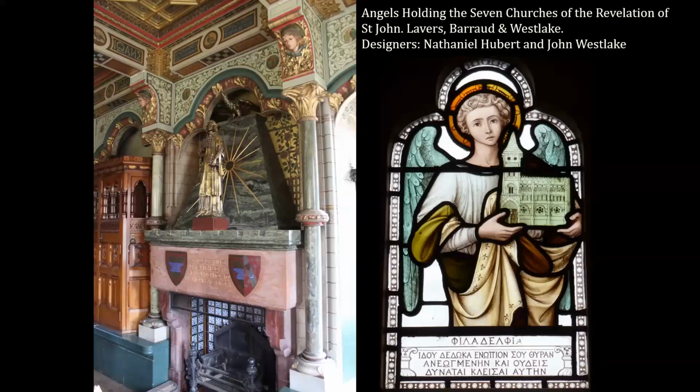And in fact, the theme of this room, and all the rooms are themed, are the 7 churches of the Revelation of St. John. The beautiful windows each hold a church. They're by Lavers, Barraud and Westlake. I haven't really spoken about the stained glass, but like so many aspects of Cardiff Castle, they are top quality, beautifully designed and crafted windows, again, all under the watchful eye of Burges. The designers for these windows are Nathaniel Hubert and John Wesley. So St. John is looking down at you from the fireplace.